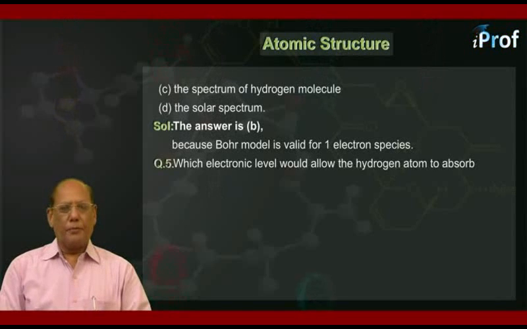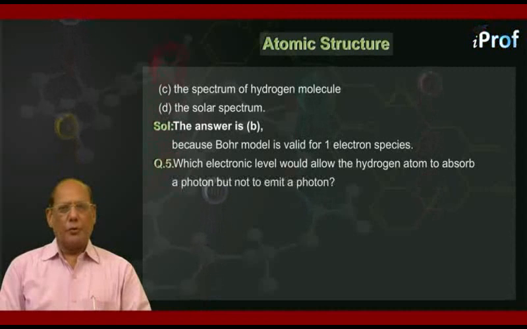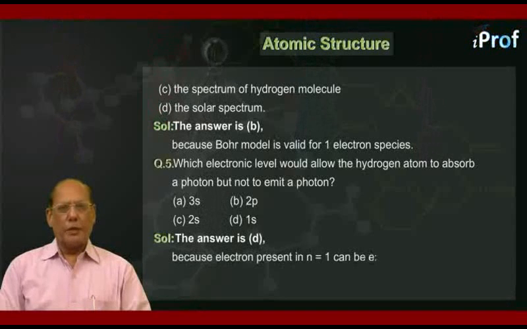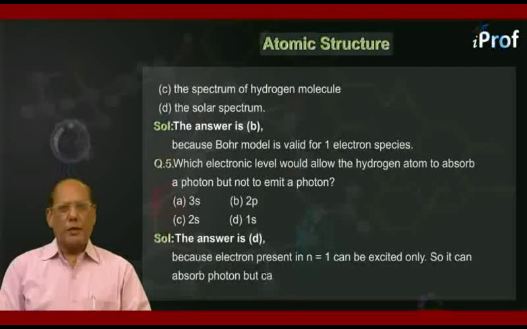Question number 5. Which electronic level would allow the hydrogen atom to absorb a photon but not to emit a photon? The options are A, 3s; B, 2p; C, 2s; D, 1s. The answer is D, because electron present in n equal to 1 can be excited only, so it can absorb a photon but cannot emit.